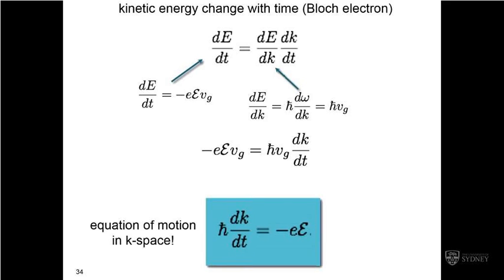And when you look at that, you can think of that as the equation of motion of an electron in k space. Okay? So this is just the force, e times the electric field.